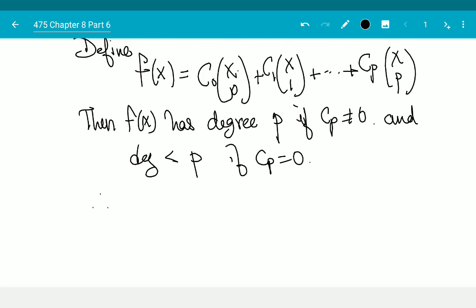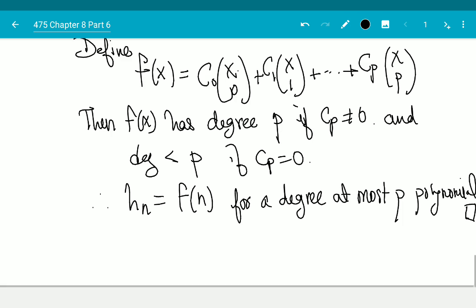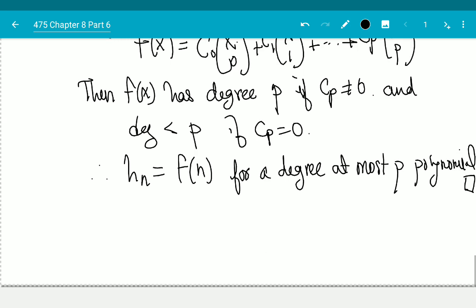Right? And therefore, Hn is equal to f of n for a polynomial of degree at most p, as required. Okay, I will stop this example. Actually, let me just finish the sequence. Okay, let me finish this part.